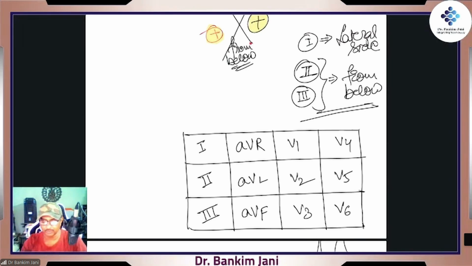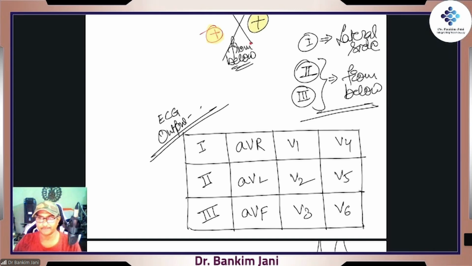We'll see all the types of ECGs, including what is called a running long strip. We'll see that also. But this is a pattern. This is how it is recorded on the ECG output. So that's how it goes.